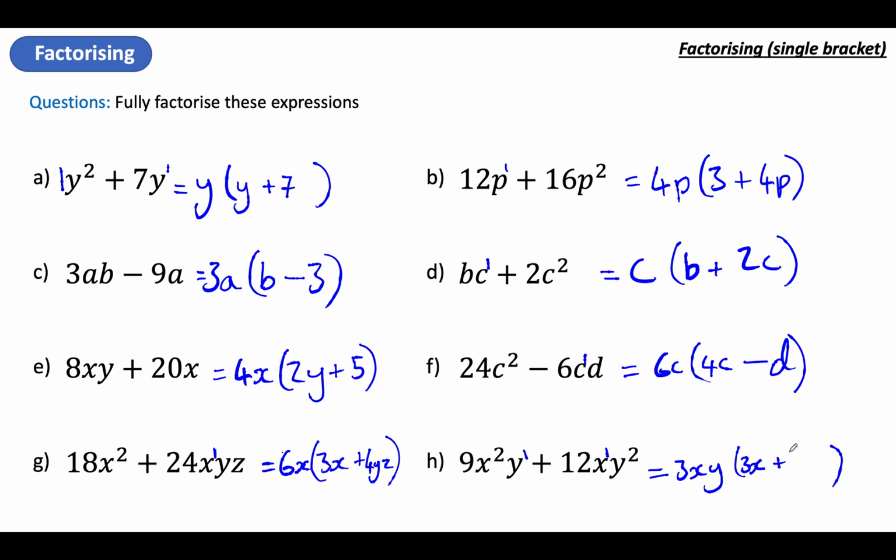12. Well, starting with 3, I will times that by 4 to make 12. I need an x, and I've got an x. I need a y squared, and I've got one y, but I need another one to make y squared. There we go. Whoa, they take a while, don't they?